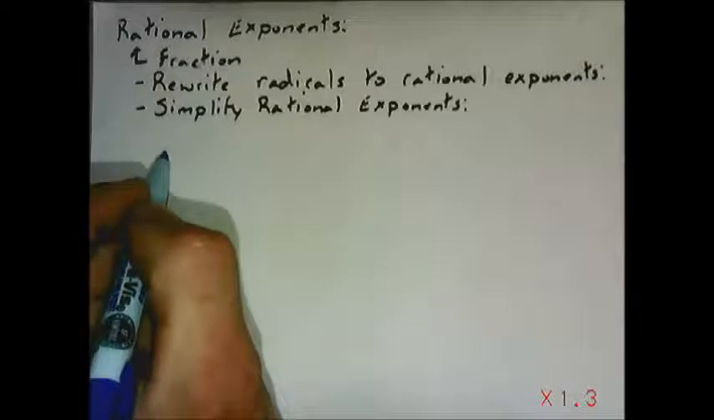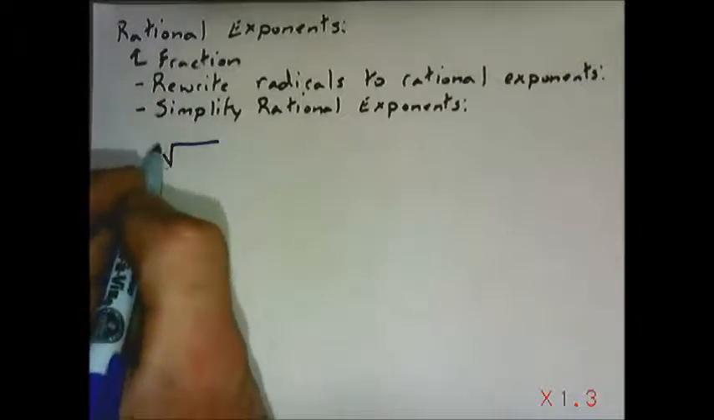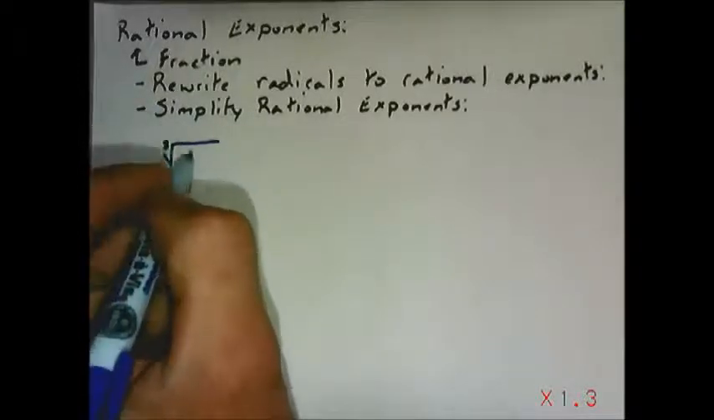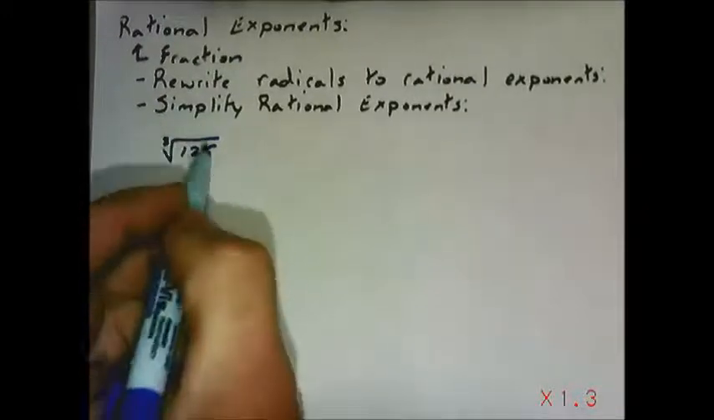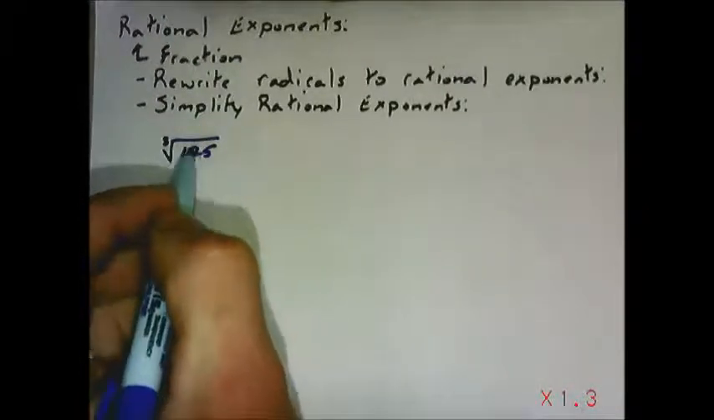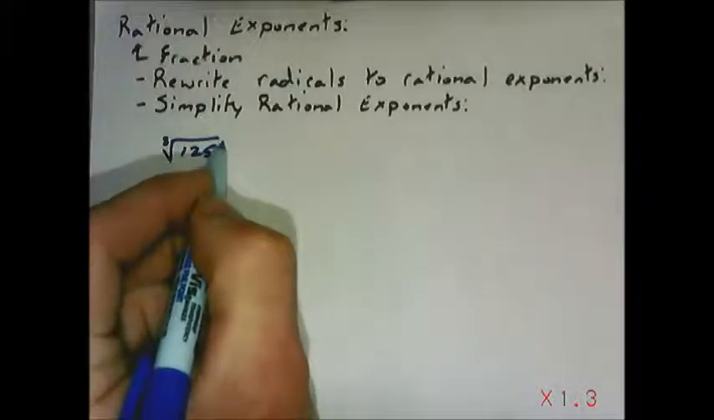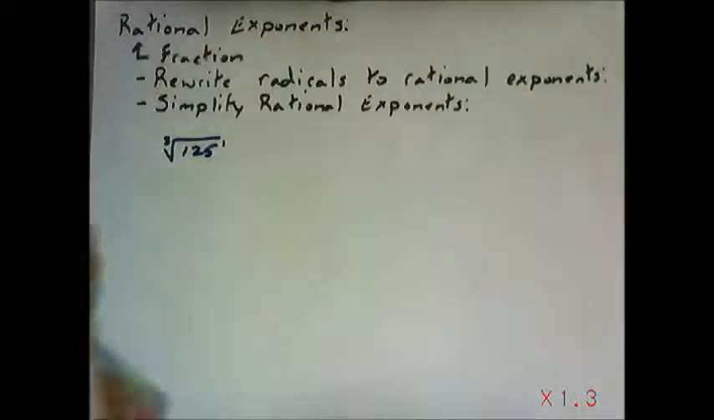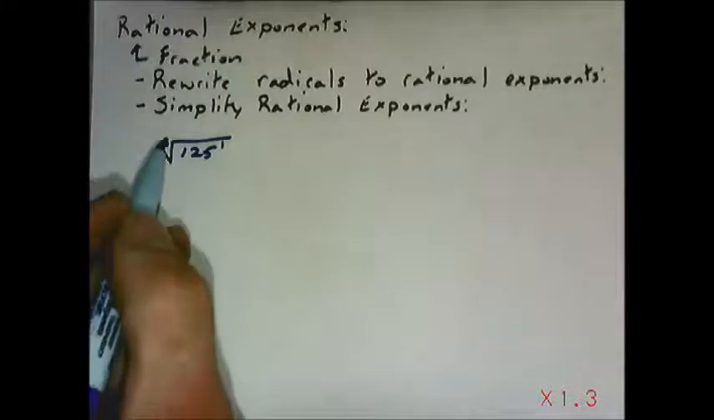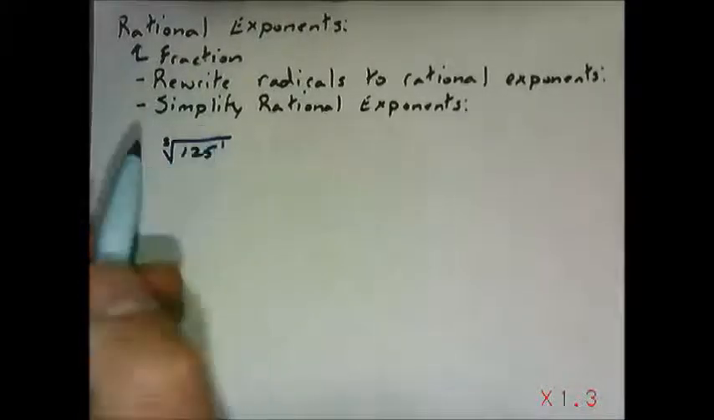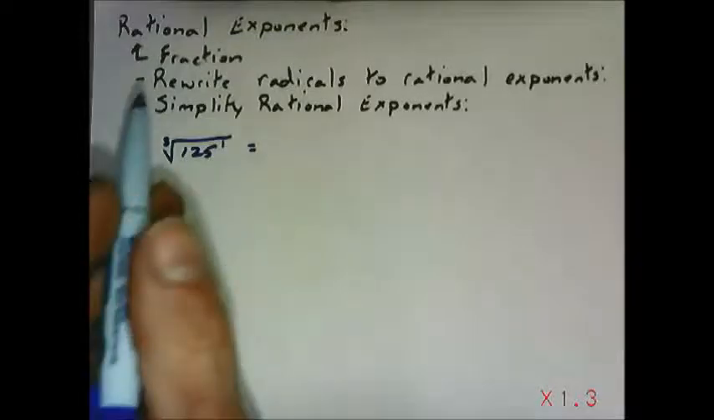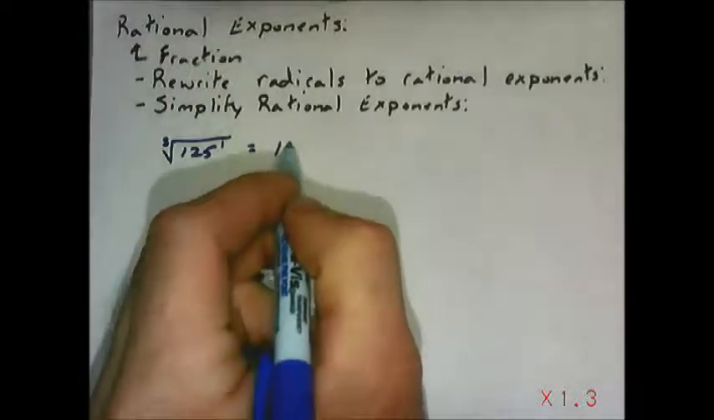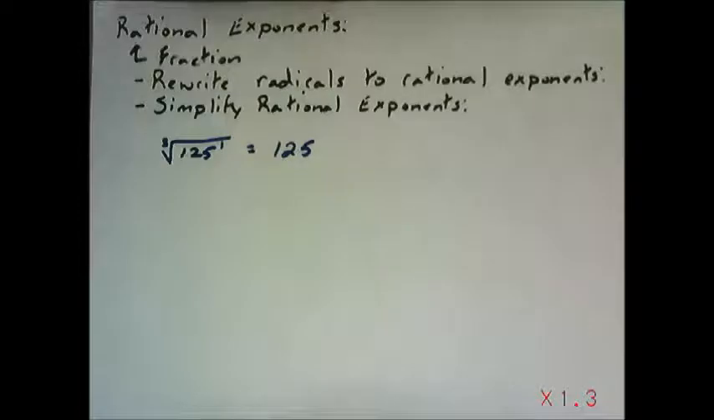So let's go ahead and take a look at a radical. Let's say we have the third root of 125. If we look at the 125, the radicand, this has an exponent of 1 to start. So we can say, really, this is the third root of 125 to the first power. To write this as a rational exponent, or fractional exponent, we're going to write the radicand, 125.